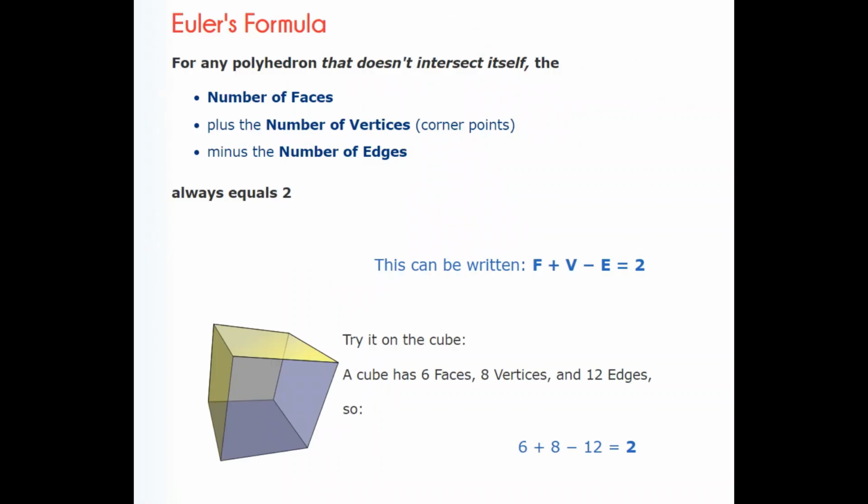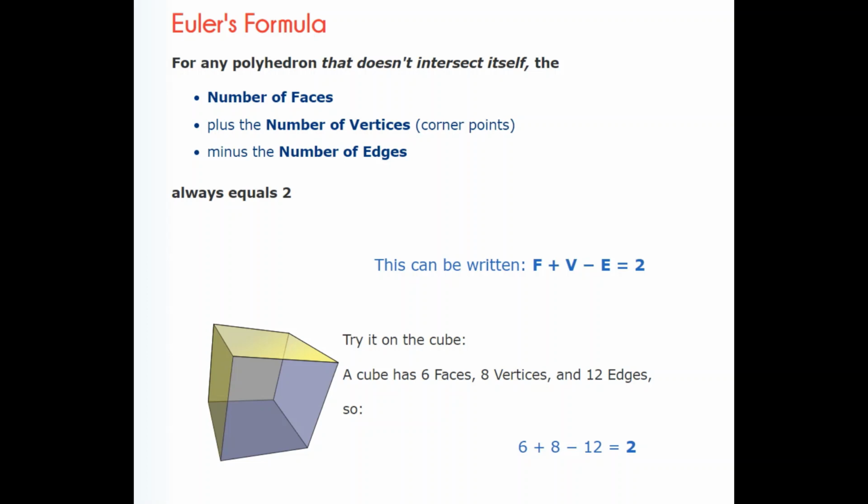Before I continue on with the video, I just wanted to go over Euler's formula. And as you can see here, I've got a definition of what Euler's formula is. Euler's formula is for any polyhedron that doesn't intersect itself. The number of faces plus the number of vertices, or the corner points, minus the number of edges, always equals 2. And this formula can be written as F plus V minus E equals 2.